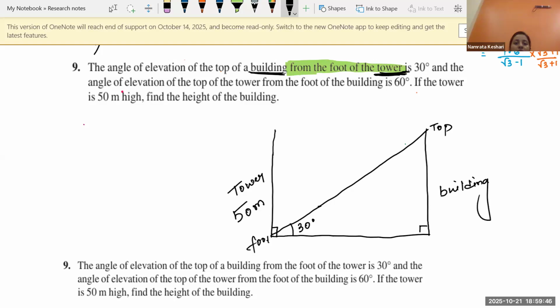Now the next part says, and the angle of elevation of the top of the tower. This is top, this is top. Angle of elevation of the top of the tower from the foot of the building. Day one I was telling you this "from" is really important. This will help you identify where exactly you are getting the angle of elevation. So from the foot of the building, this is the foot of the building, it's 60 degree.